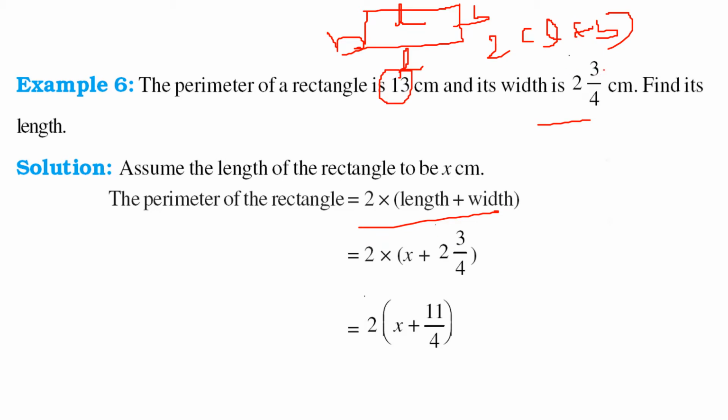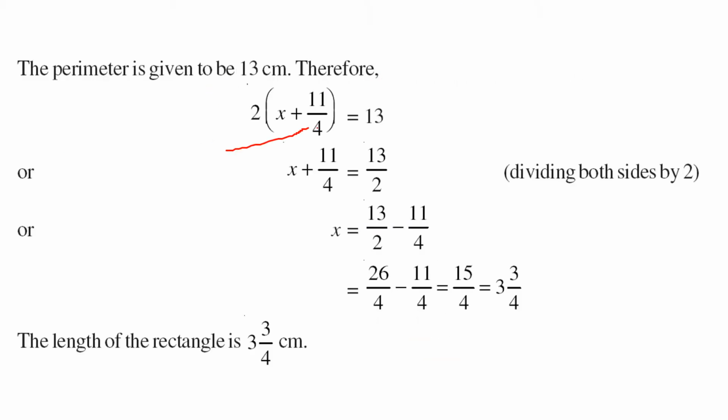And the width is 2 into 3 by 4. So the width is also given. So what is the width? This 2, 3 by 4, can be taken as 4 times 2 is 8, 8 plus 3 is 11, 11 by 4. So 2 into x plus 11 by 4, this is your perimeter. And this is given as 13. So why not equate this to 13?